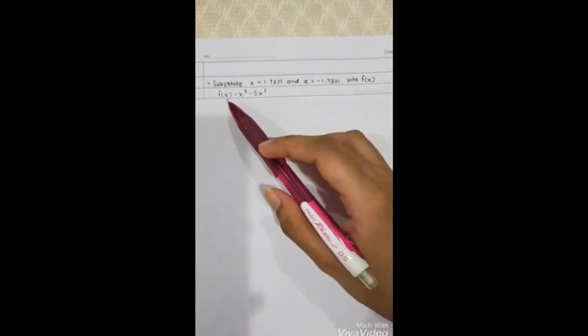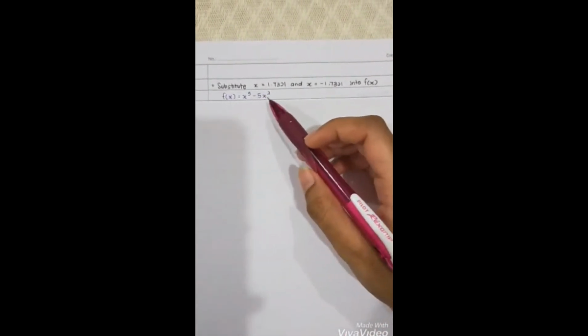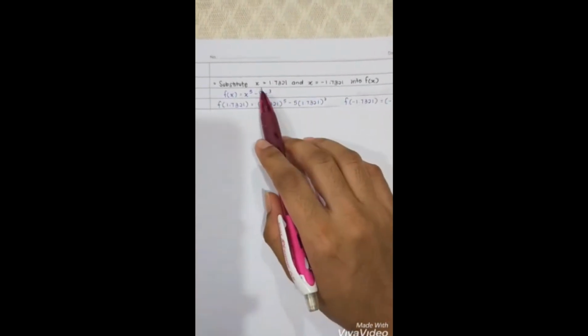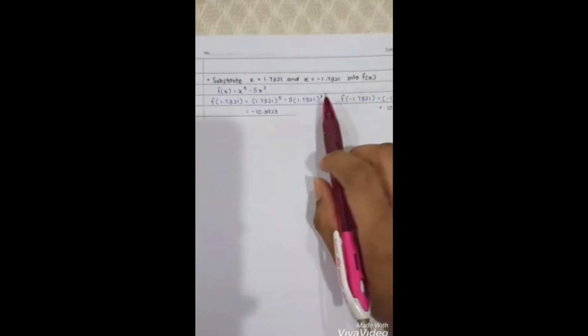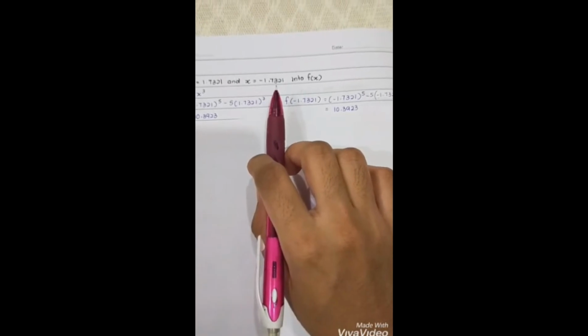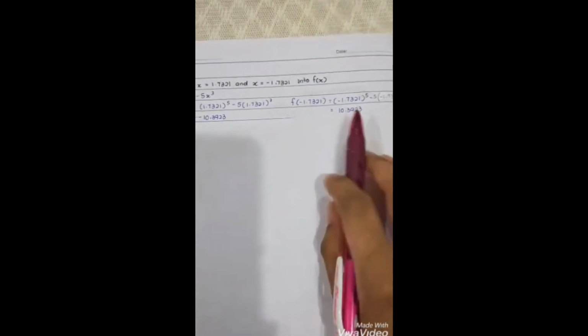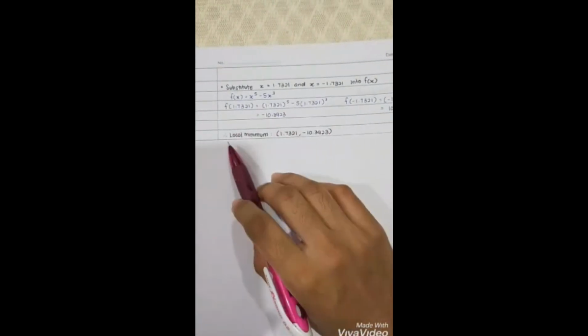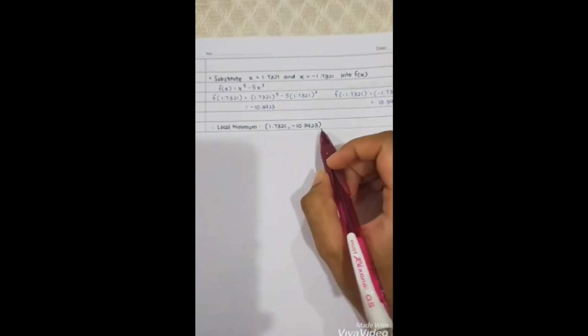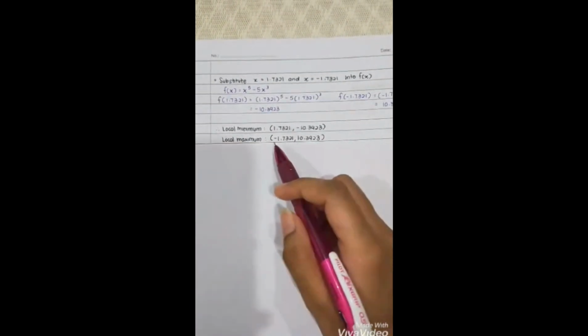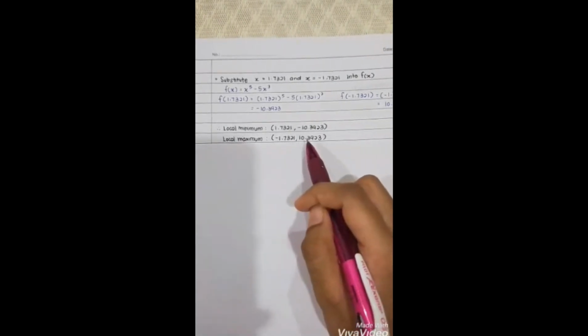Using the x values we got, substitute them into f(x), which is x to the power of 5 minus 5x cubed. First, when you substitute x equal to 1.7321, you will get negative 10.3923. When you substitute x equal to negative 1.7321, you will get 10.3923. Therefore, we can conclude that the local minimum is (1.7321, negative 10.3923), and the local maximum is (negative 1.7321, 10.3923). Next, we proceed.